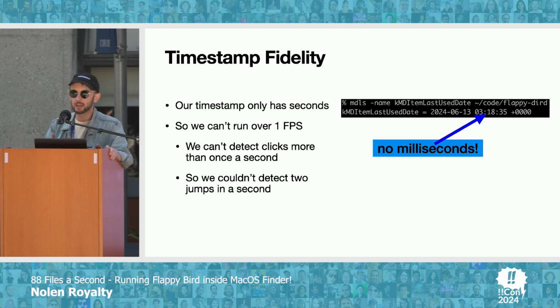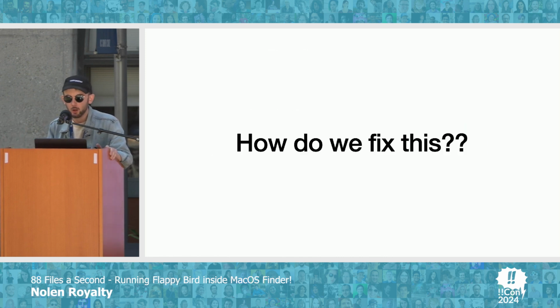And what that means is that we can't run it over 1 frame a second because you can't jump more than once a second. If you jumped twice in a second, we wouldn't update the timestamp the second time, right? And we want our players to be able to play our very playable game. So we need to do something about that. How do we fix it?